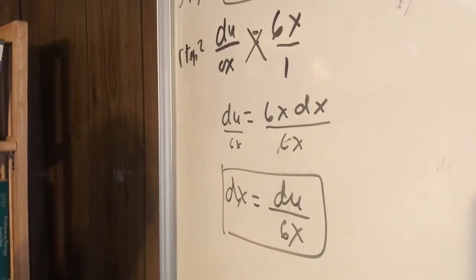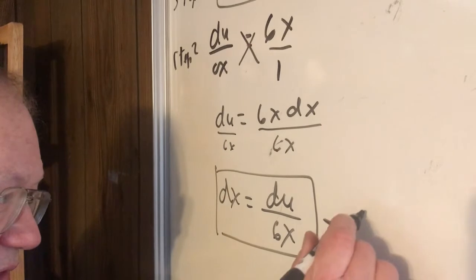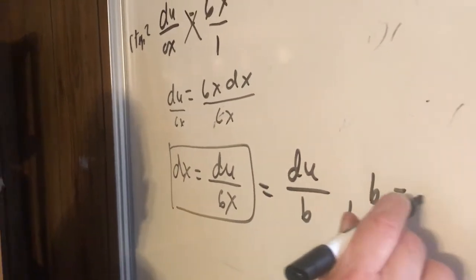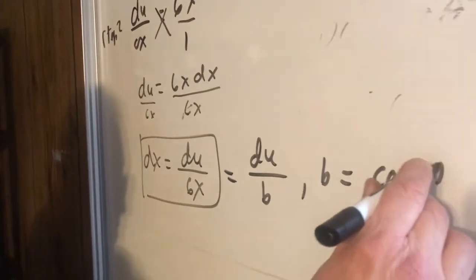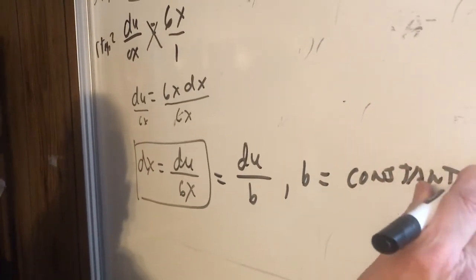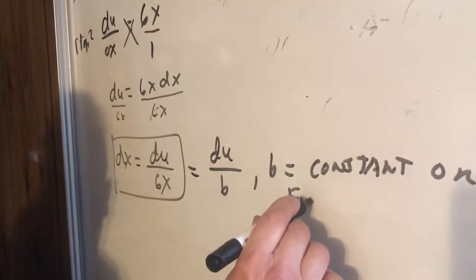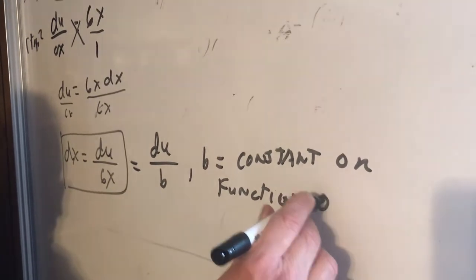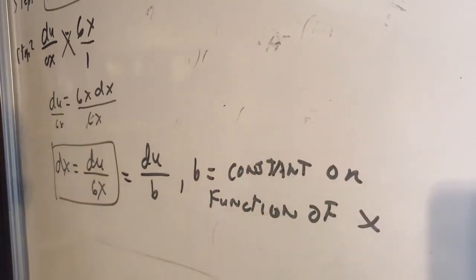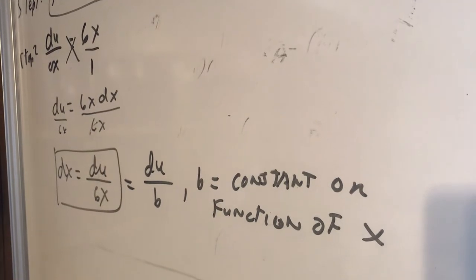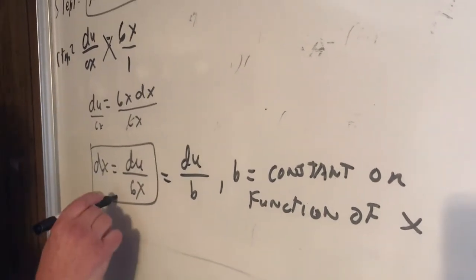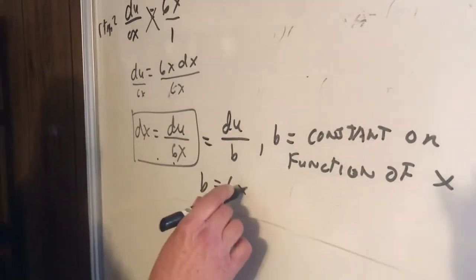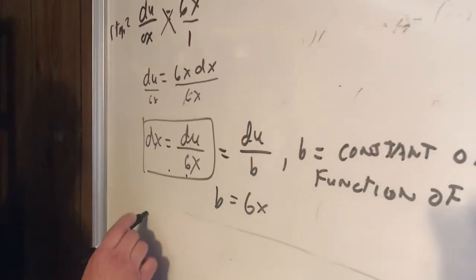Okay? Now, I'm going to call this du over b, where b is either a constant or a function of the independent variable, in this case x. All right, so I'm going to substitute this in here. Here b equals 6x.